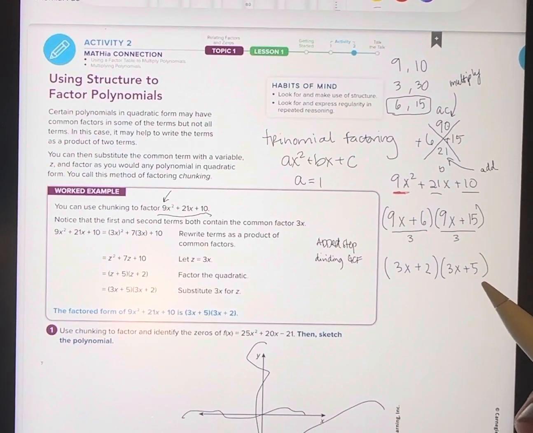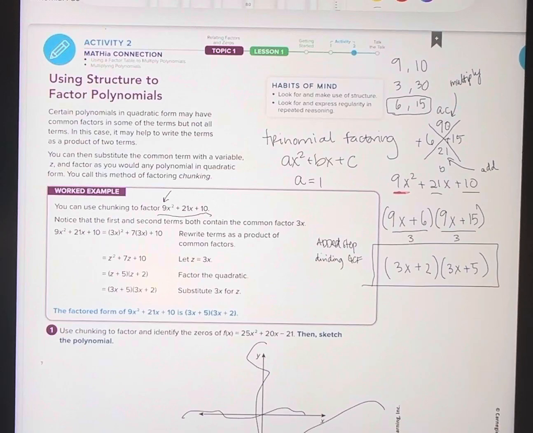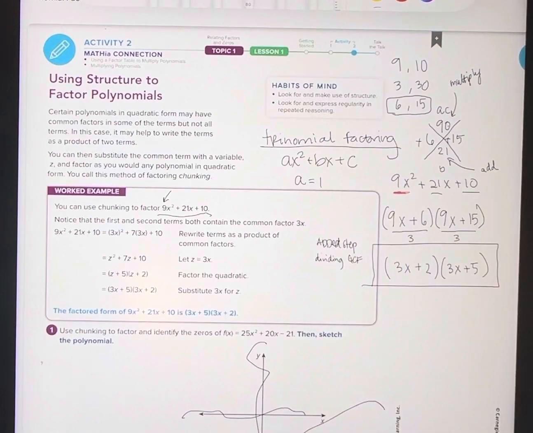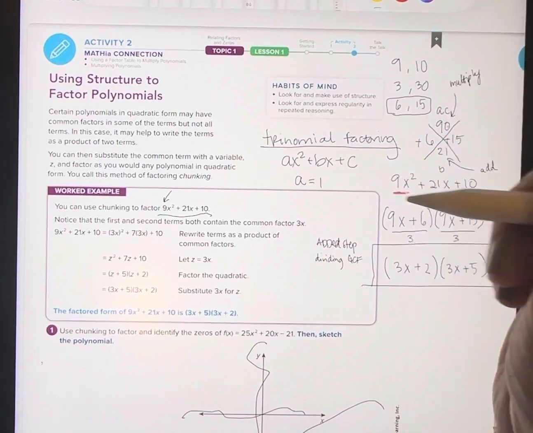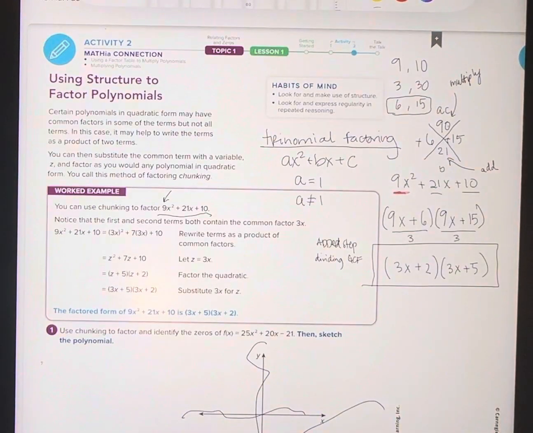Now this is not wrong. This is good. This is done. That's the answer. Okay? So that's how we factor a polynomial that does factor if a is not 1. So that a is 1 we've done, and now we've done a not equal to 1.